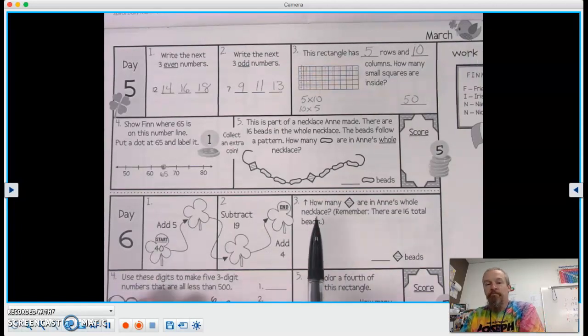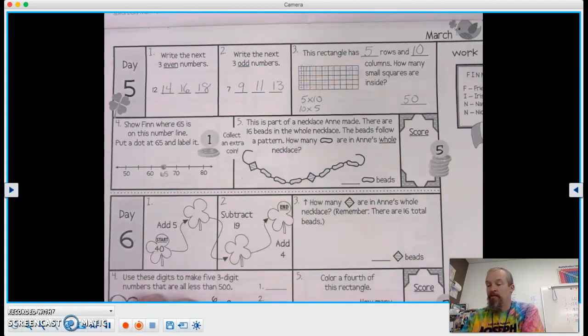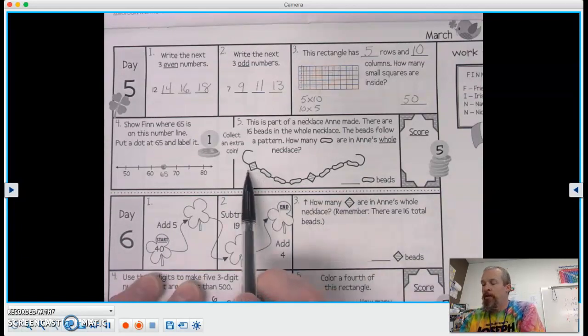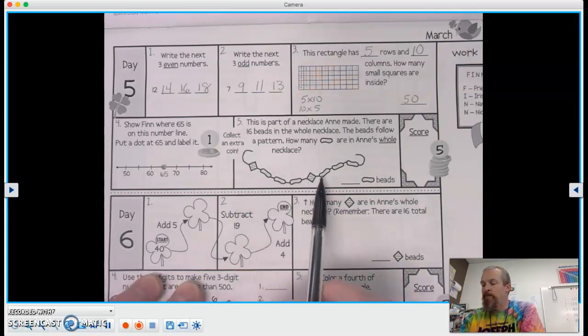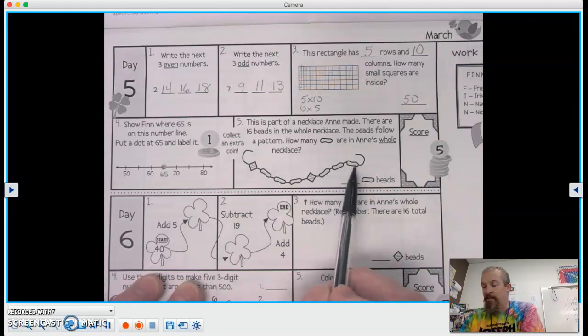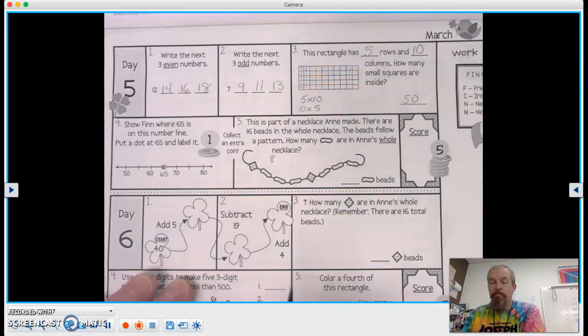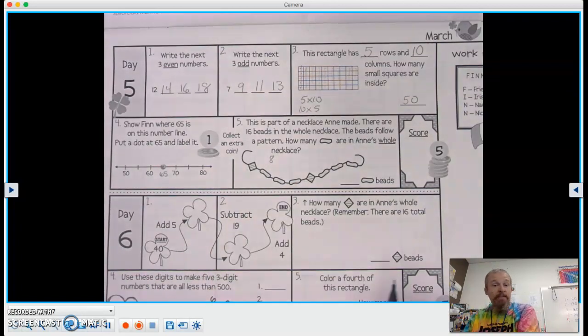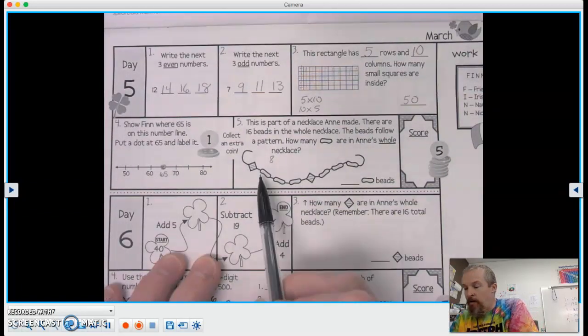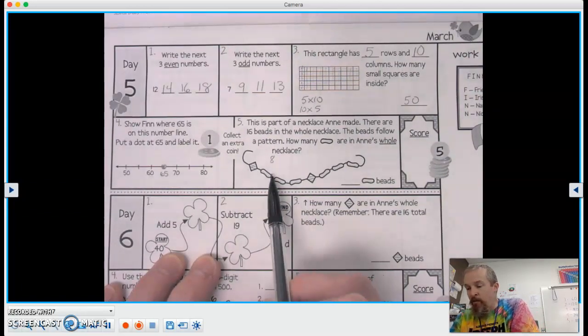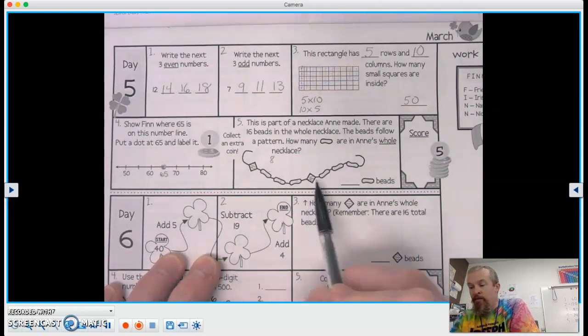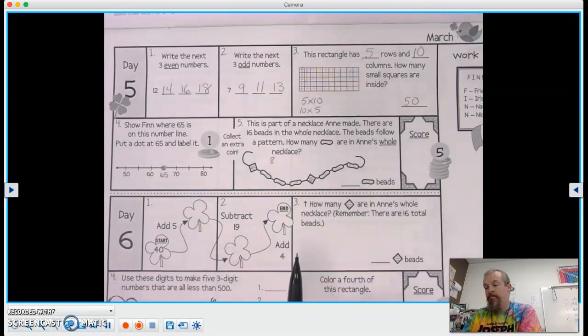Okay, this is only part of a necklace that Anne made. So there's more to it than just this. There are 16 beads in the whole necklace. So 1, 2, 3, 4, 5, 6, 7, 8. So we only have 8 of them. Okay? The beads follow a pattern. So I see the line thing and then 1, 2, 3. The line thing and then 1, 2, 3.